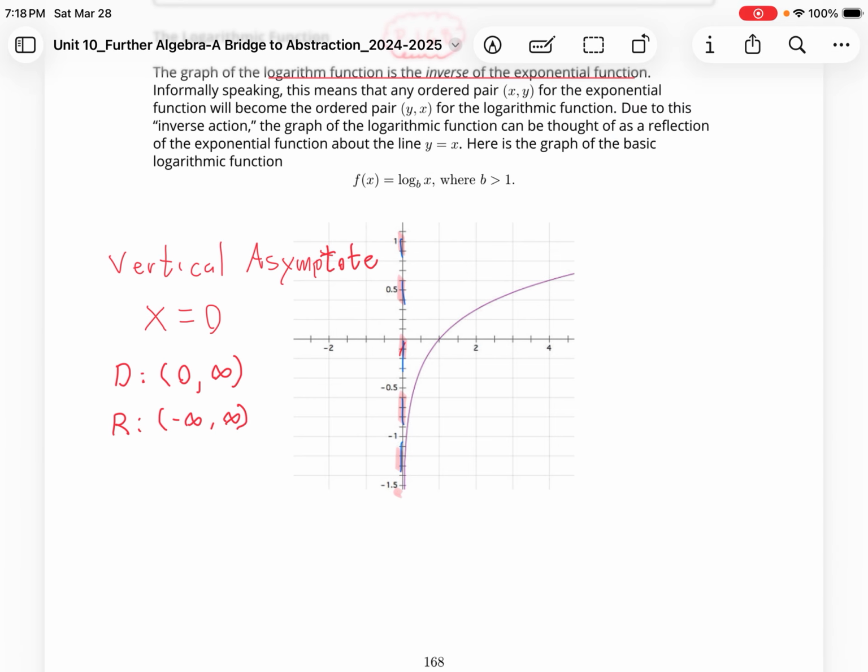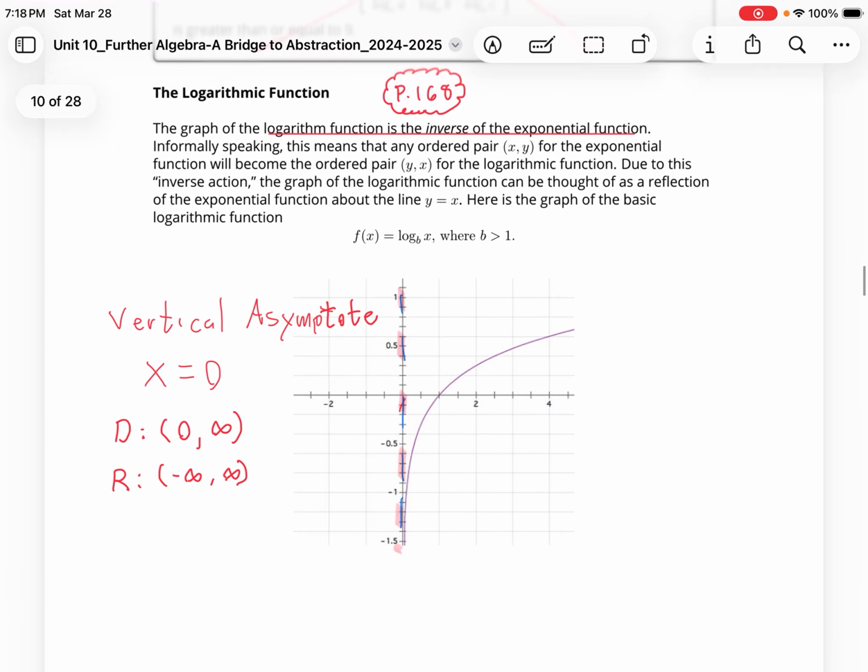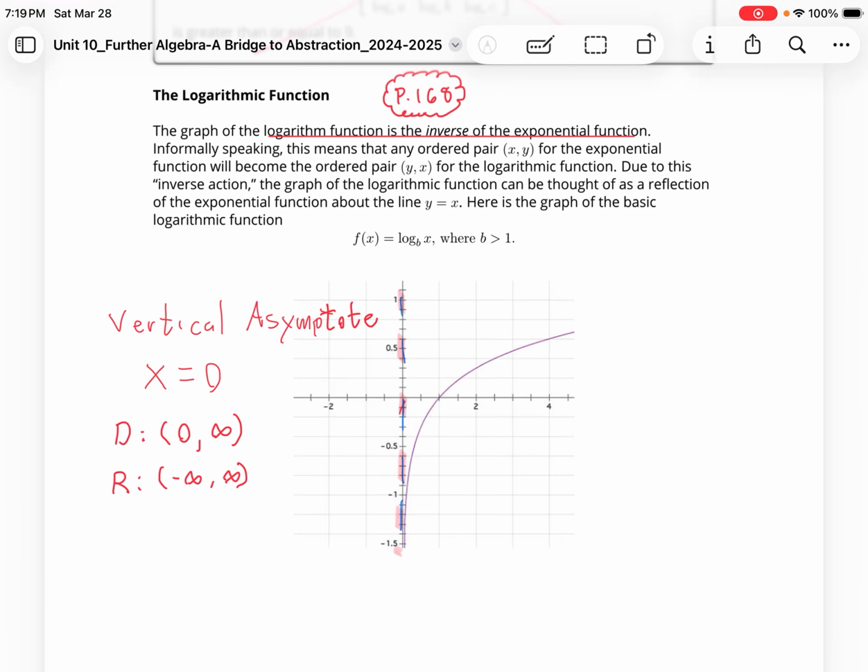All right, today we're going to talk about essentially the graphing and the transformations of logarithmic functions. All right, so the very first thing you need to know, and by the way, I'm on page 168, so make sure you go to page 168 to do this.